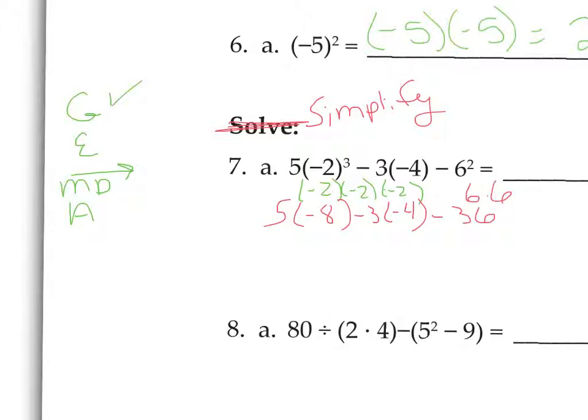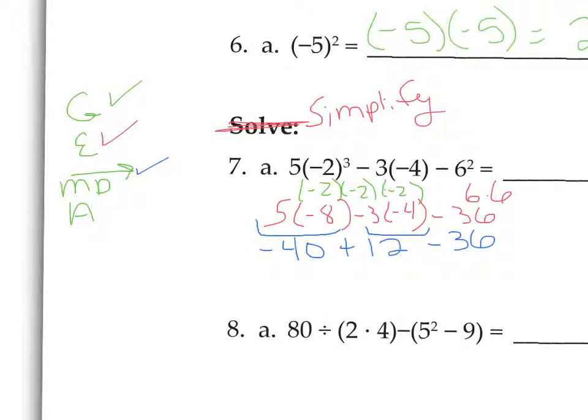So we've done exponents. Now we have to do multiply and divide, left to right. And here I see a multiply. Here I see another multiply. Remember, the multiply is when the numbers are right next to the parentheses with no symbols between them. So 5 times negative 8 is negative 40. Negative 3 times negative 4 makes positive 12. And then negative 36. And now we're down to the add and subtract.